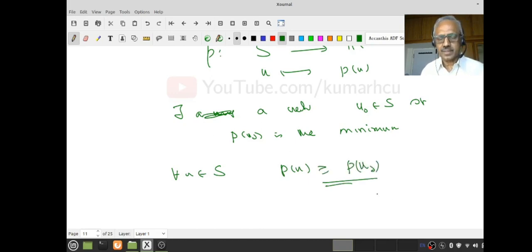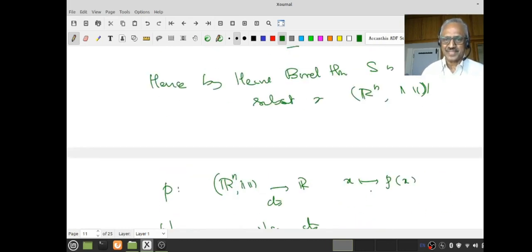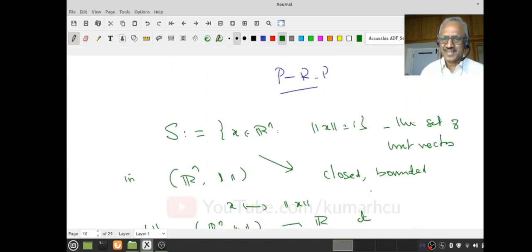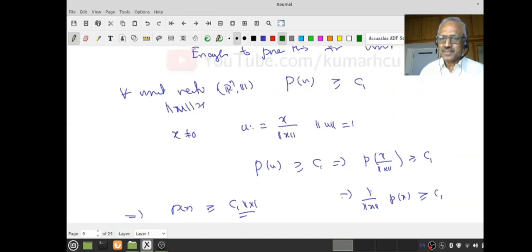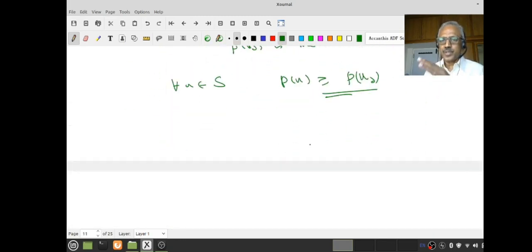Do you understand this? That's because of the wonderful fact that the norm function P from Rn with Euclidean norm is continuous. That fact we used, and the compactness of S. Now what did we say? I only have to show there exists a C1 so that for every unit vector u in Rn with Euclidean norm, P of u is greater than or equal to C1. What I have is P of u greater than or equal to P of u0.